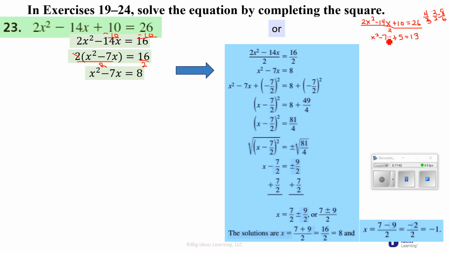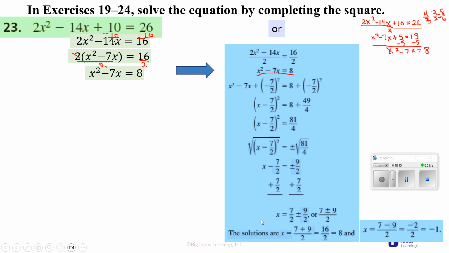Gives me x squared minus 7x plus 5 equals 13. Then when I subtract 5 from both sides, of course, that's going to leave me with x squared minus 7x equals 8. And as you can see, that's what we have right over here. Okay, so let's move on.